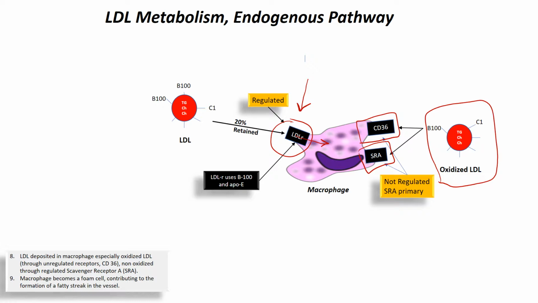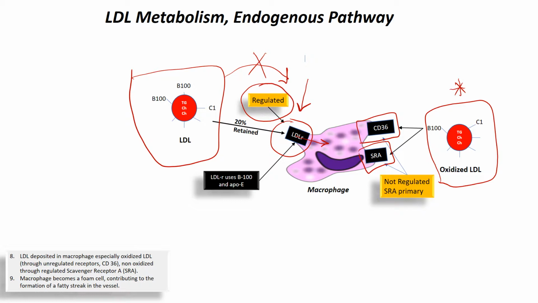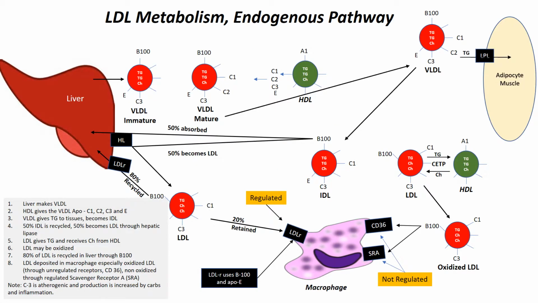And a foam cell is one of the early stages of atherosclerosis or heart disease or blockage of arteries. You get fatty streaks, which are basically foam cells. And so it takes oxidation of the LDL to really produce a foam cell and cause atherosclerosis. The normal LDL through the LDL receptor will not form a foam cell because it's regulated. So that was the endogenous pathway for LDL metabolism, or low density lipoprotein metabolism.